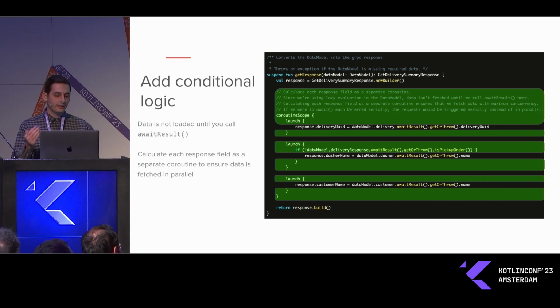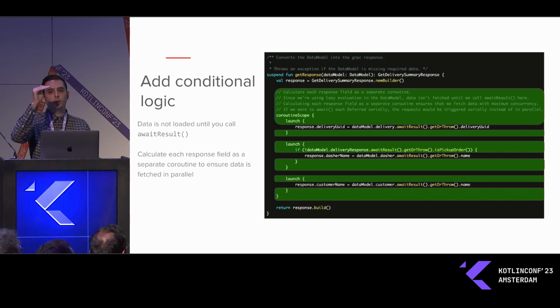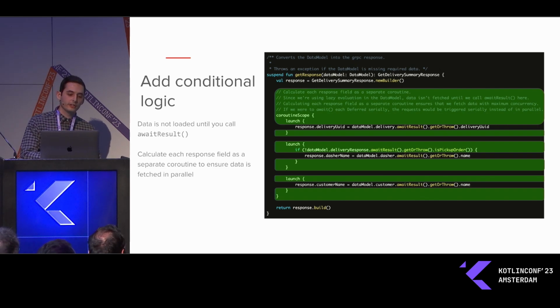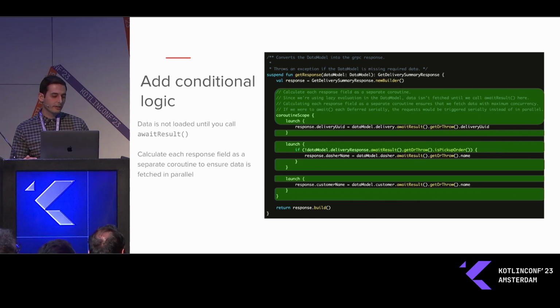But if we don't calculate each response field in a separate coroutine, it would just fetch the data serially each time we get to those await calls. So for example, when we get to the first field and call await result, that would trigger the coroutine to start. It would call delivery service and block until that call completes. Then when we get to the second field, it fetches the Dasher and blocks until that completes. And at the third field, it starts fetching the consumer and blocks until that completes. So because of this switch to lazy loading, we wouldn't be making our API calls concurrently anymore, which kind of defeats the purpose.